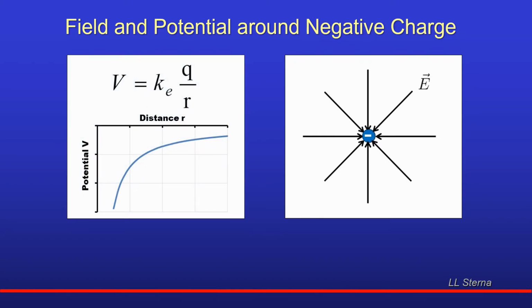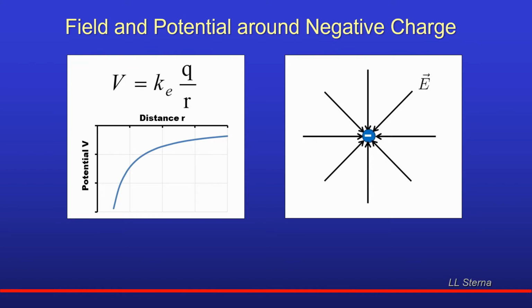Here's the equation for potential. Capital V equals K sub E times Q over R. There's the graph illustrating the appearance of the potential. There are no numbers on this graph, but let's think about what the graph indicates. If Q is a negative charge and R is small, R is in the denominator, V will be a very large negative number. That's what the graph is showing.